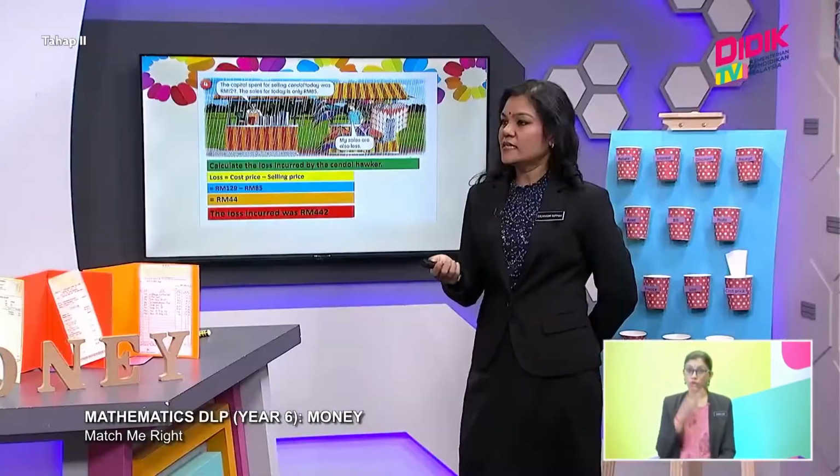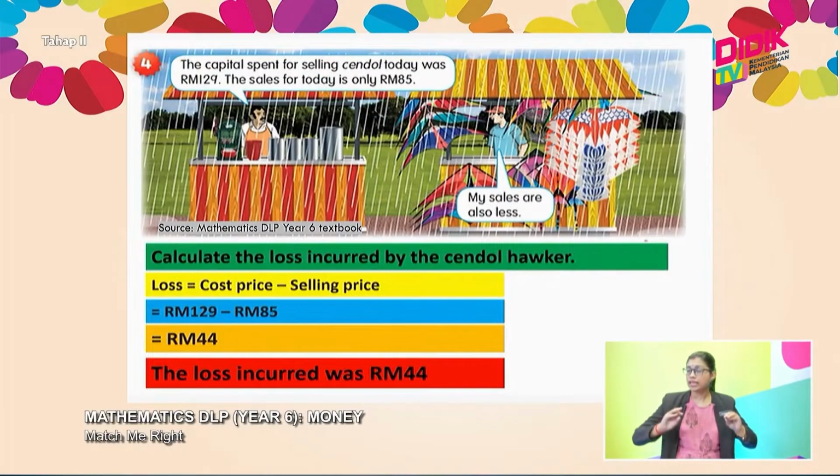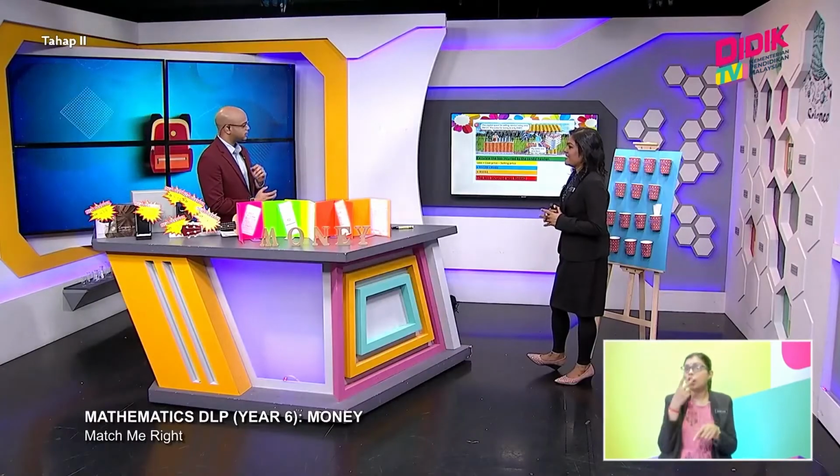Next, we have a scenario here. The two hawkers here. One is the small hawker. It's about food, right? So what is happening there that day? Here, the capital spent for selling chendol today was 129 ringgit. The sales for today is only 85 ringgit. From the picture, what is happening on that day? It looks like it's raining. Yeah, it's a rainy day, kids.